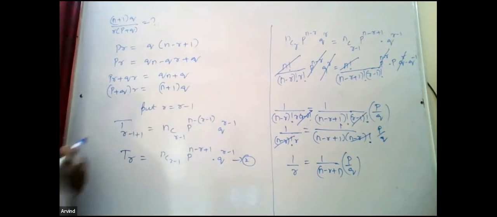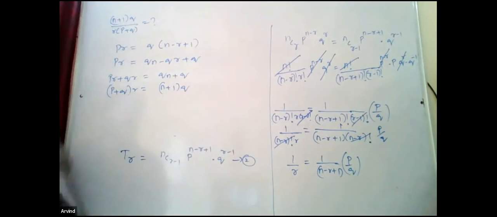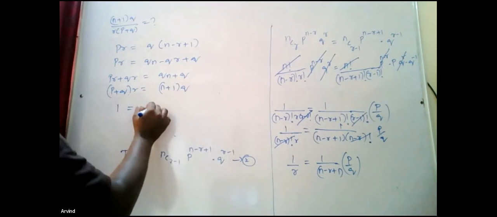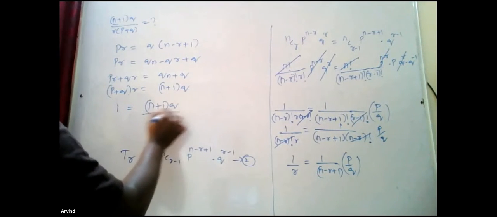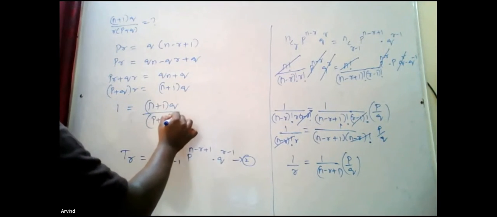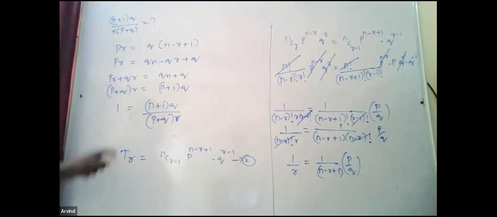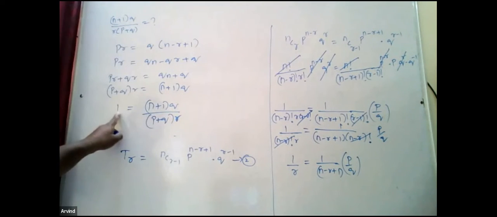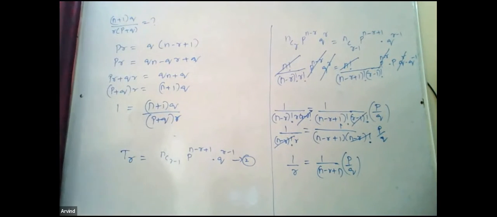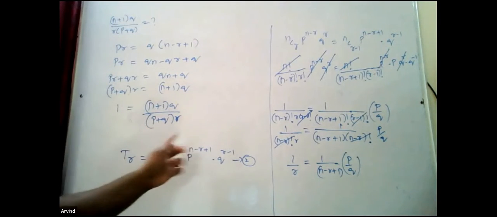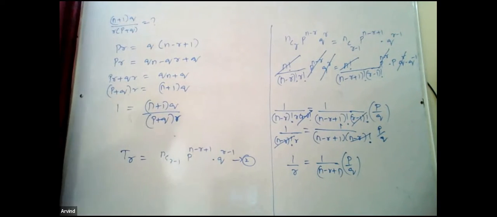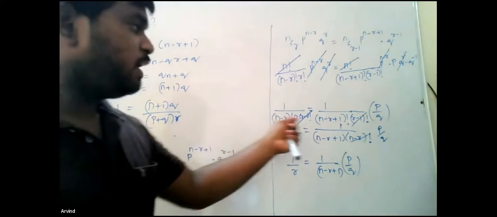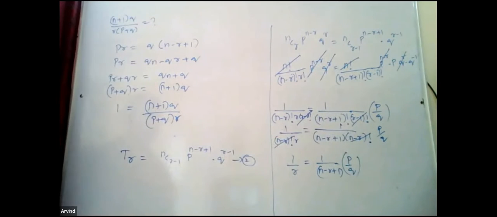So take this to this side. If you take it this side, nothing remains on this side. 1 is equal to n plus 1 into q divided by p plus q into r. Therefore, this value should be equal to 1. It's very, very simple. We just equated it and did the cancellations. When I'm doing it, I'm doing each one step by step. So it seems a bit lengthy, but it's very, very easy.